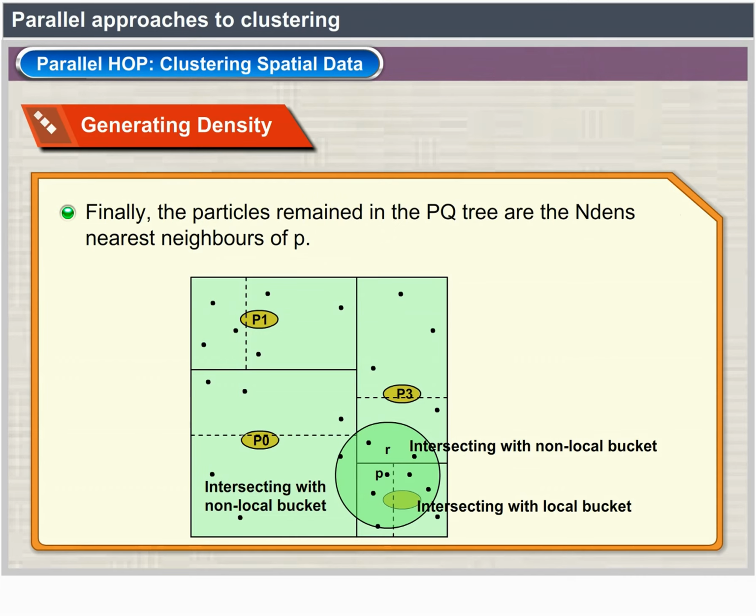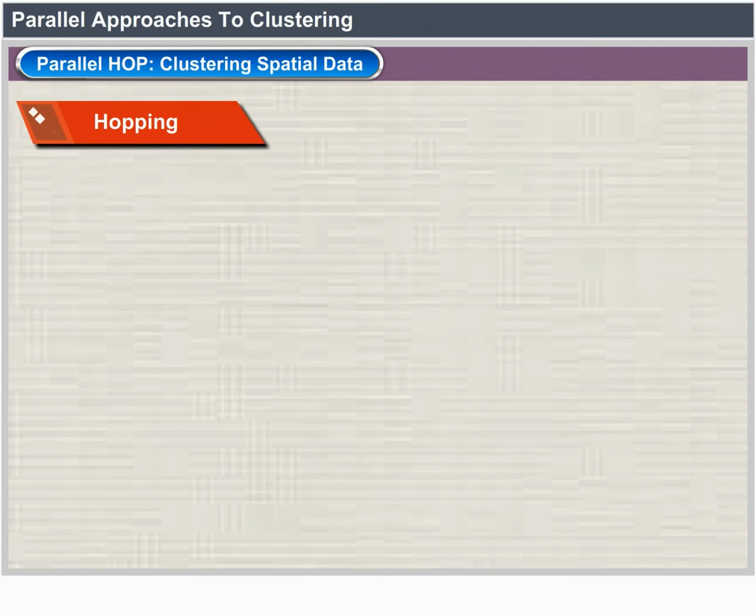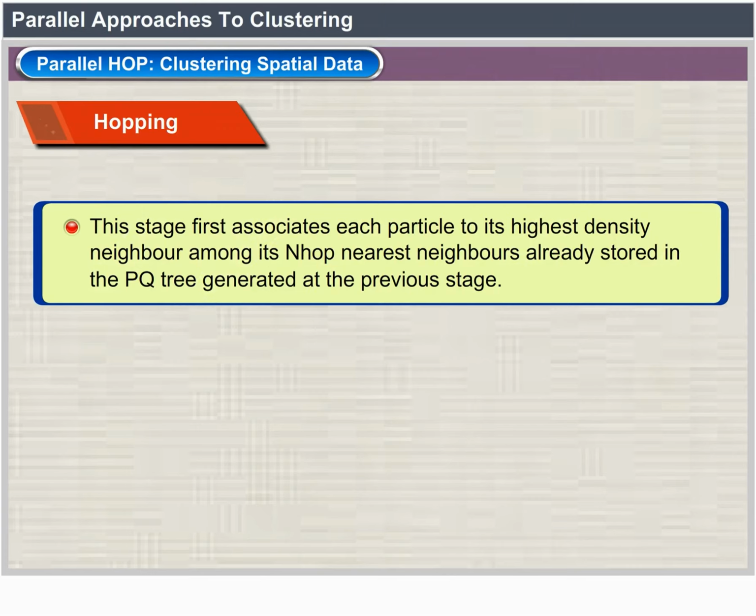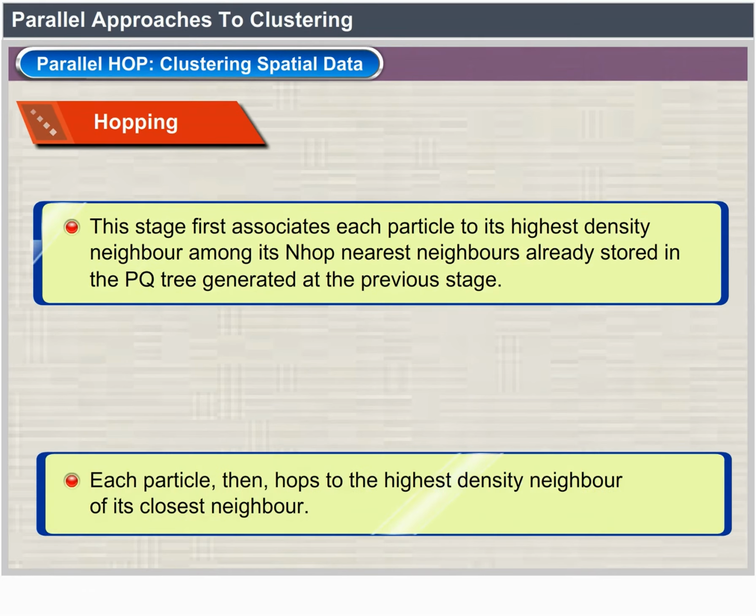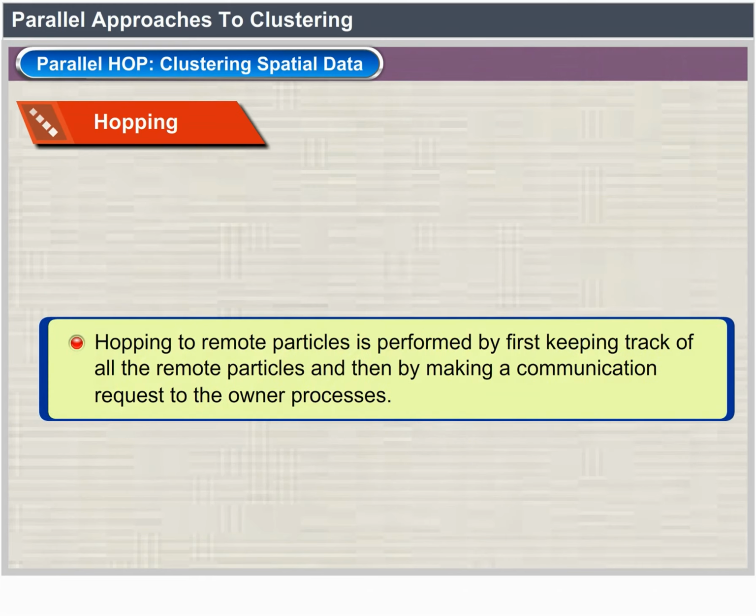Hopping. This stage first associates each particle to its highest density neighbor among its n_hop nearest neighbors that are already stored in the PQ tree generated at the previous stage. Each particle then hops to the highest density neighbor of its associated neighbor. Hopping to remote particles is performed by first keeping track of all the remote particles and then by making a communication request to the owner processes.